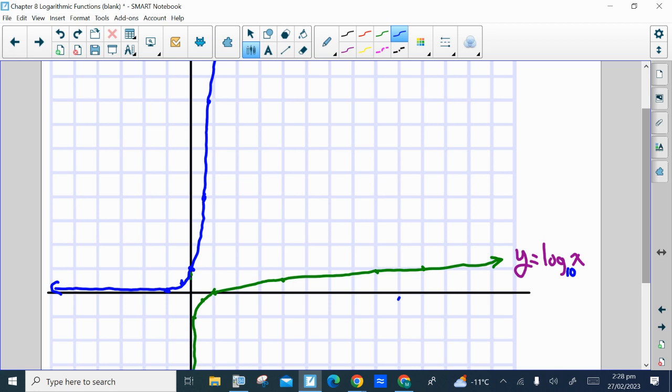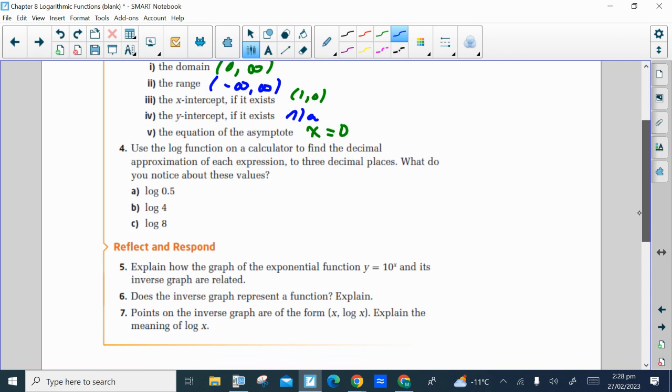We are going to start looking eventually at logs when the base isn't 10, and we'll see how we handle those. Because whenever you use the log key on your calculator, that means you're taking the common log of whatever it is you're putting in after you type in log. It means it's base 10. So again, we will see how you handle logs when the bases are not base 10. But when you just hit that log key, that means you're taking a common log, which is base 10. So again, this is the graph of log x, or log base 10 of x.